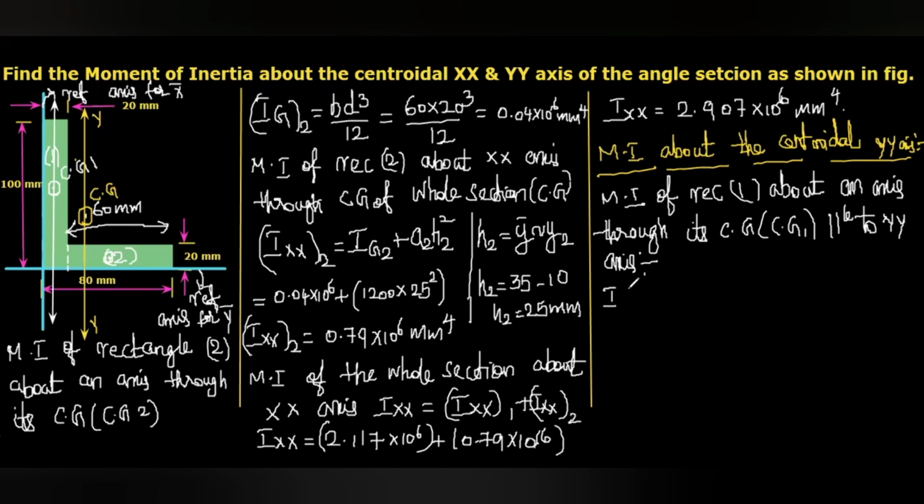IG of the first rectangle, here with respect to the y axis, is dB cube divided by 12. For the first rectangle, we know that the depth is 100 mm and B is 20. So this will be 100 multiplied with 20 cube divided by 12. When you simplify, we will get 0.067 multiplied with 10 power 6 mm power 4.